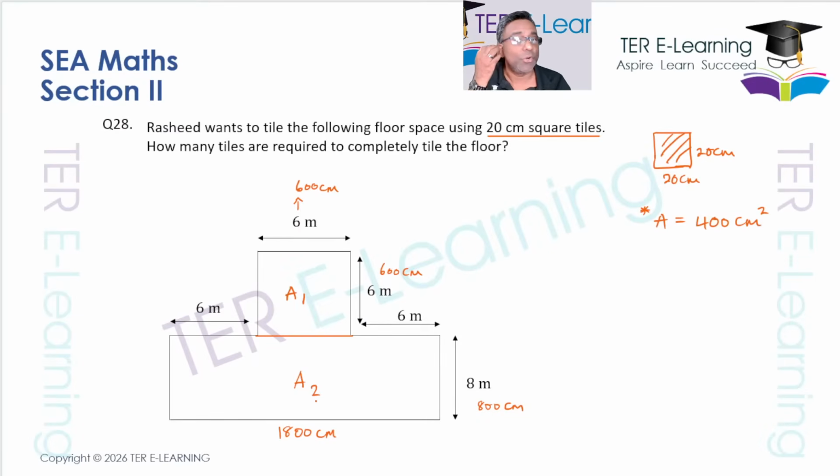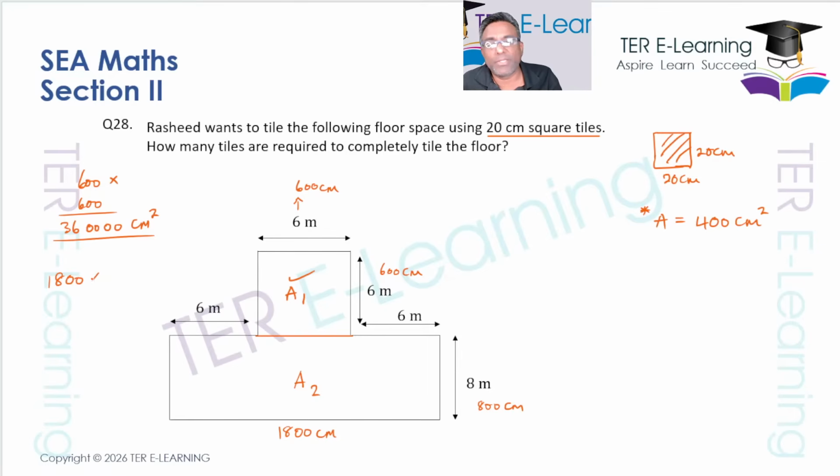All right. So for me here, 600 multiplied by 600, 6 6s are 36, and then the zeros. So this here represents the area A1, that's up here. The area A2 will be 1800 multiplied by 800. So that's 8 8s are 64, 1 8 is 8, and 6 is 14, and then the zeros. So that's the area A2 in cm squared.